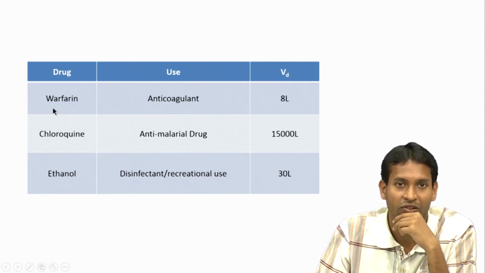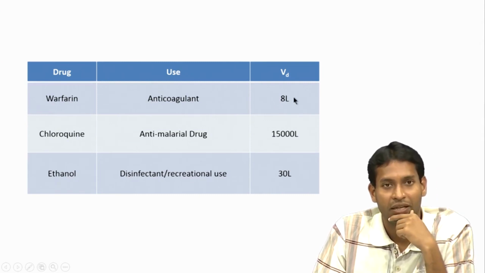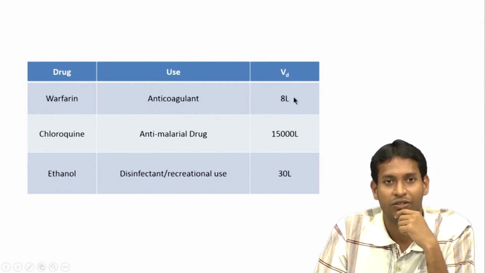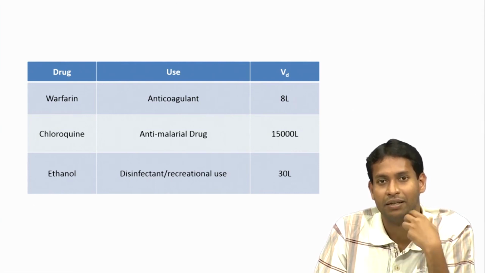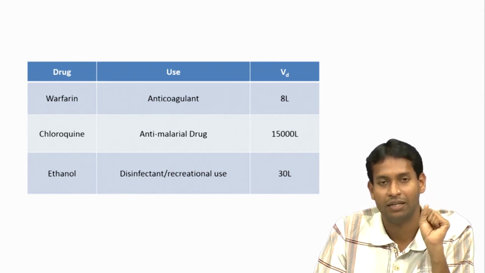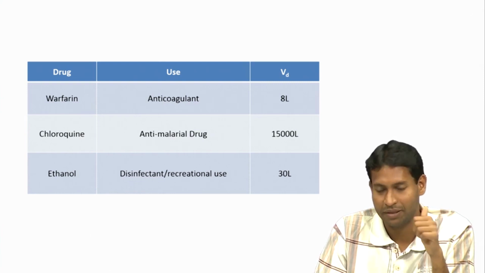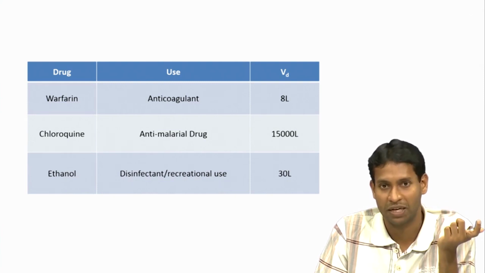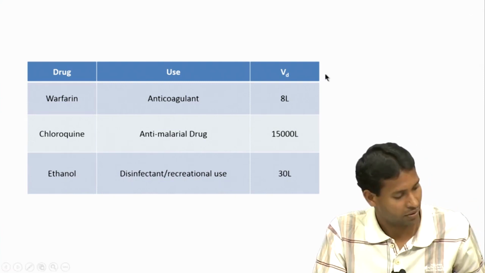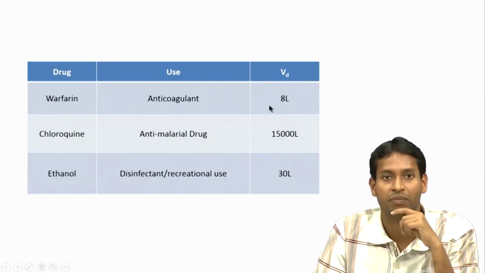Let us talk about warfarin first. If I say the VD is 8 liters, what does that mean? What was VD again? It was the amount of drug in the body divided by the concentration in the plasma.